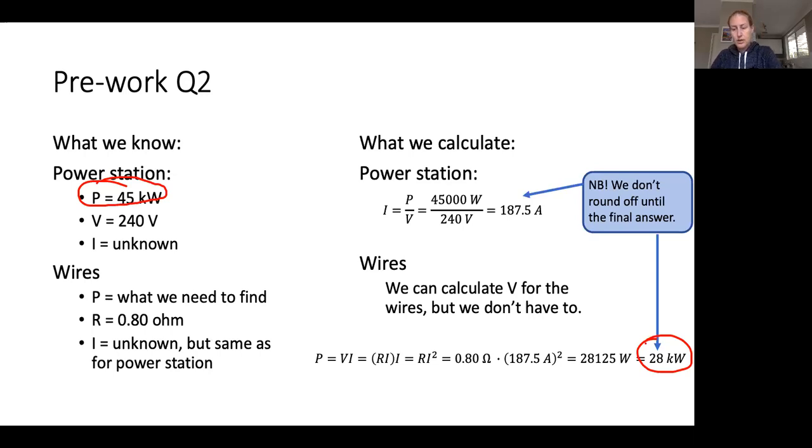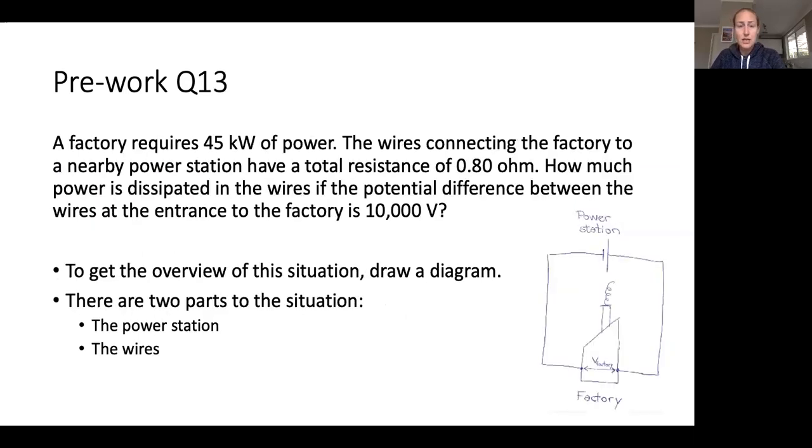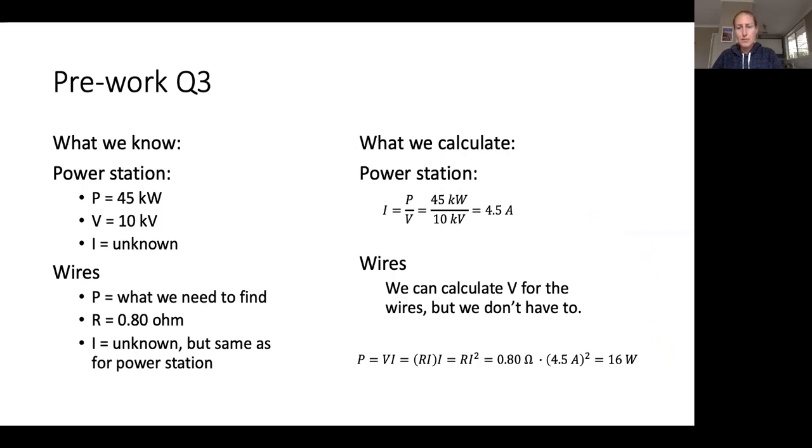So the next question is designed to make you go through the calculation again, but this time with a potential difference of 10 kilovolts across the factory. And when we go through the same calculation here, you see that the current that goes through the wires is a lot lower when the potential difference is higher. And that results in a much, much, much smaller power loss in the wires. So now the power loss in the wires is negligible compared to the power used by the factory. And that's what's important here.